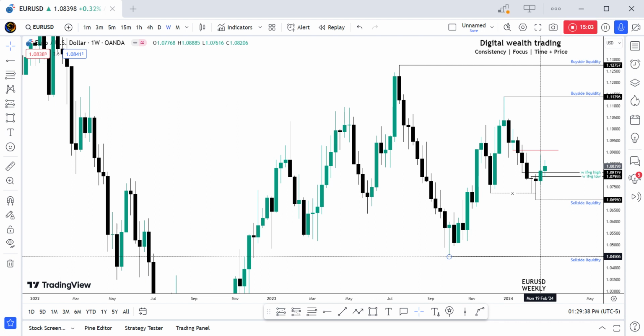Now, if euro on the weekly contract finds its way lower and retests the weekly inversion fair value gap, that will be a deal breaker, as I am anticipating price to respect it and use it to price higher and towards the weekly buy side liquidity.